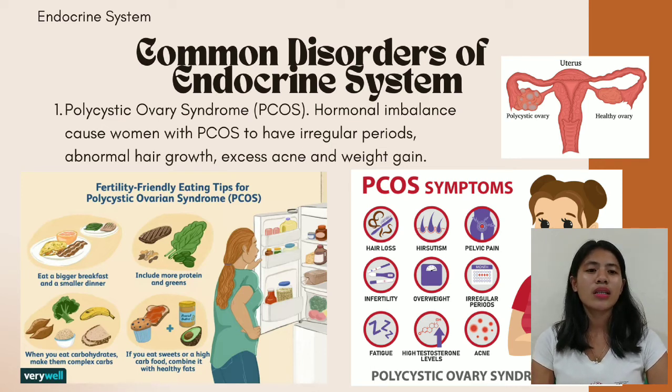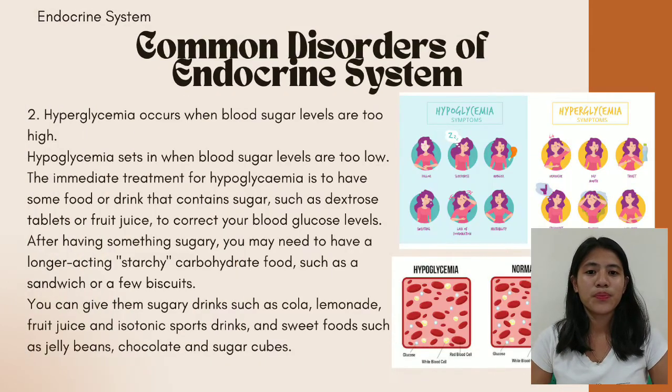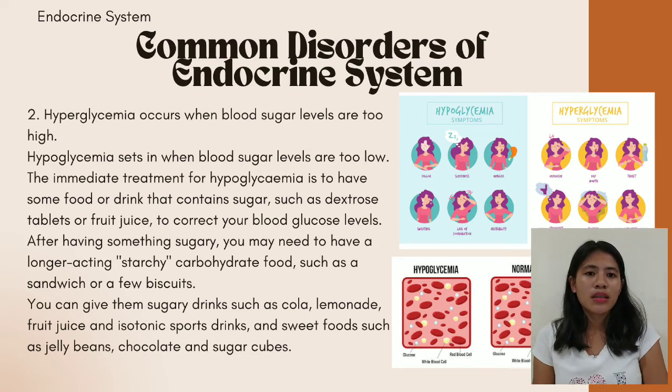And then, if you eat sweets or a high-carb food, combine it with healthy food. So, ganun, kung kakain tayo ng carbohydrates, dapat sinasamahan natin ng mga healthy fats, katulad ng pag kakain tayo ng bread, dapat samahan natin ng healthy fats. And then, the second common disorder is hyperglycemia, and the hyperglycemia occurs when blood sugar levels are too high.